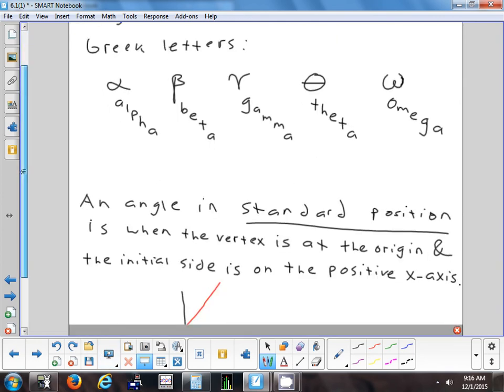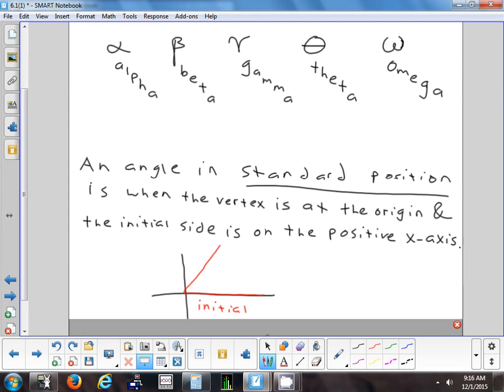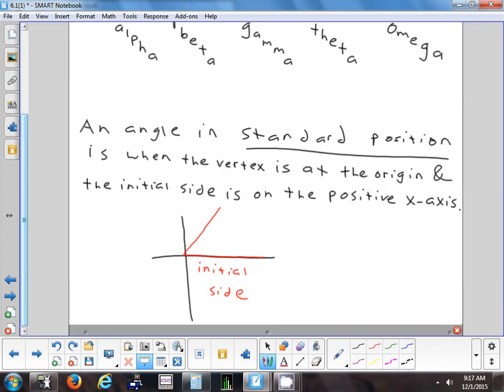When we draw an angle, we like to draw it in a way so that we're consistent. Technically you could draw an angle and just turn it any way you want. But generally, if we're asked to sketch something, we'll do it in what's called standard position. To sketch an angle in standard position, two things have to happen. The vertex has to be at the origin, so you need a set of axes. And you put your initial side on the positive x-axis. If you've done those two things, then you have an angle in standard position.